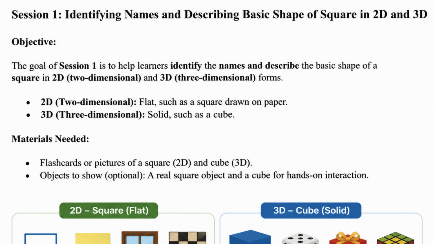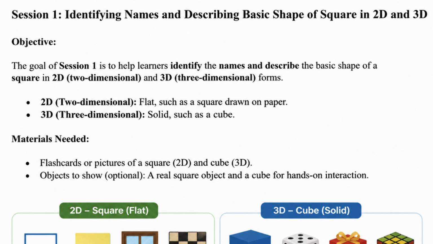Now we look closely at the walkthrough of the actual lesson 4. Session 1. Identifying names and describing the basic shape of a square in 2D and 3D. Objective: the goal of Session 1 is to help learners identify the names and describe the basic shape of a square in 2D, two-dimensional, and 3D, three-dimensional forms.